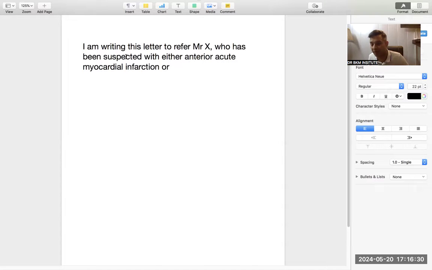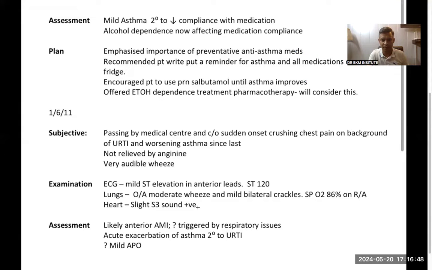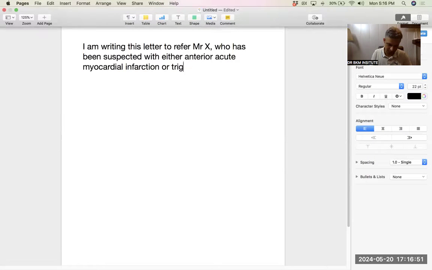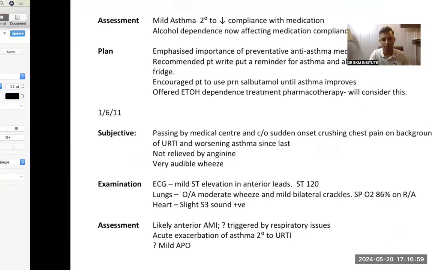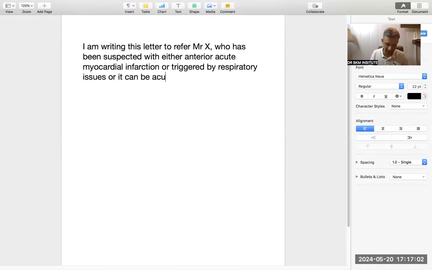So who has been plus third form, it's passive voice. Suspected means by us. That means patient has been suspected by us. So has been suspected with either acute myocardial infarction, which is triggered by respiratory issues, or it can be acute exacerbation of asthma. Same, nothing changing. You don't have to change anything. Secondary to URTI.